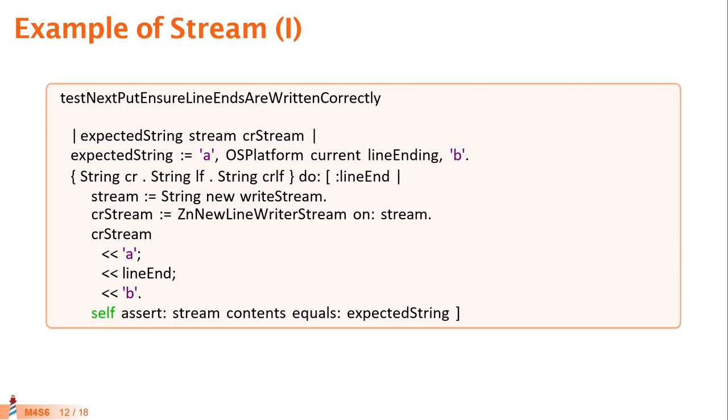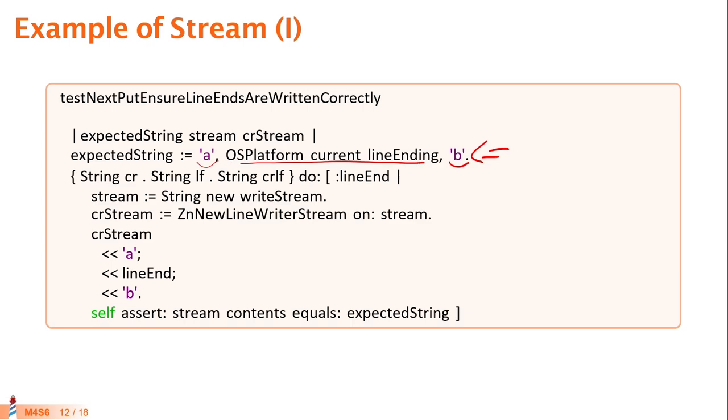Now, here what we see is a test that is actually testing the behavior of our new line stream. What we have here in this first line is a string composed by AB, and in the middle we are going to have a new line depending on the current platform. So if, for example, we are on Windows, we are going to have a CR, carriage return. And if we are in Linux, we are going probably to have a line feed followed by a carriage return. So depending on the platform we are on, we are going to have different line ending conventions.